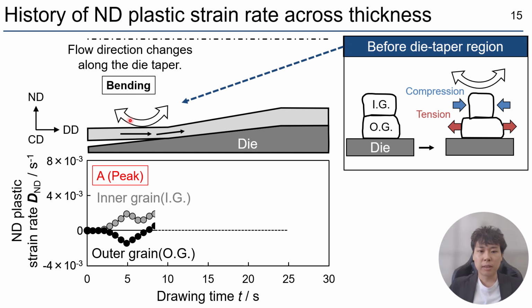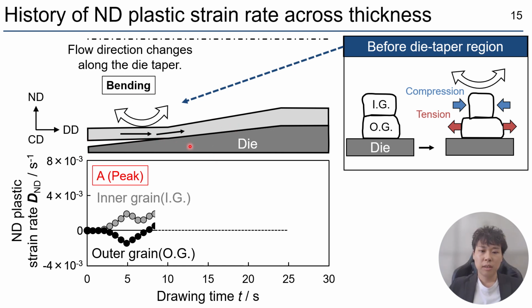The ND plastic strain rate of the inner grain increased in the positive direction, whereas that of the outer grain increased in the negative direction. This is because the tube changes its material flow direction along the die taper.